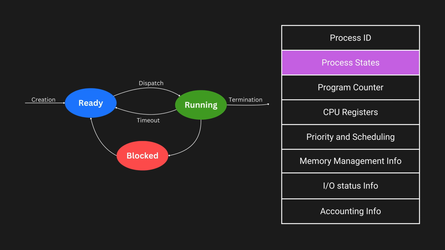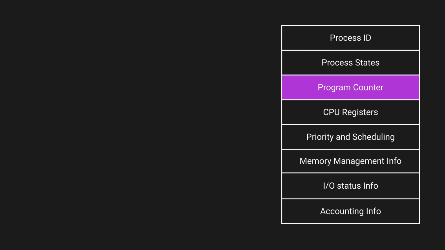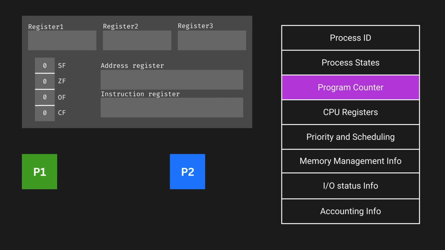Process state. This stores the current state, like new, ready, running, etc. of a process. This tells the OS at a glance where the process is in its life cycle. We will talk more about this later on. Program counter. This gives the address of the next instruction to execute. When the process resumes after a switch, this picks right up where it left off.